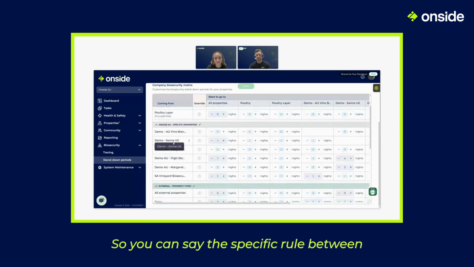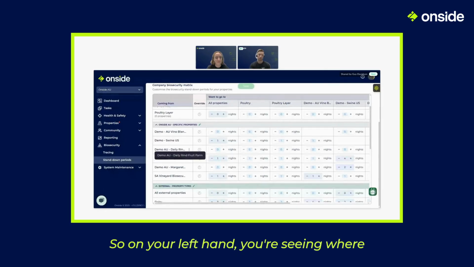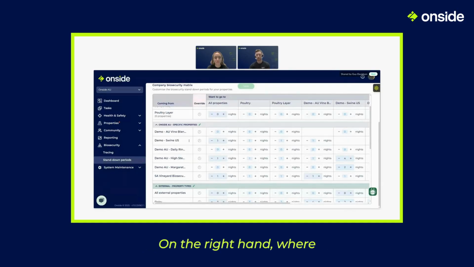So you can say the specific rule between this Swine US property and this Vino Blanco property is a one night stand down. Within the matrix here, which will be very familiar to most of you, you can set how many nights people need to observe before they can move between these two properties in a specific direction. On your left hand, you're seeing where the movement's coming from. On the right hand, where the person is going to next. And this can be updated at any time. It's very straightforward.